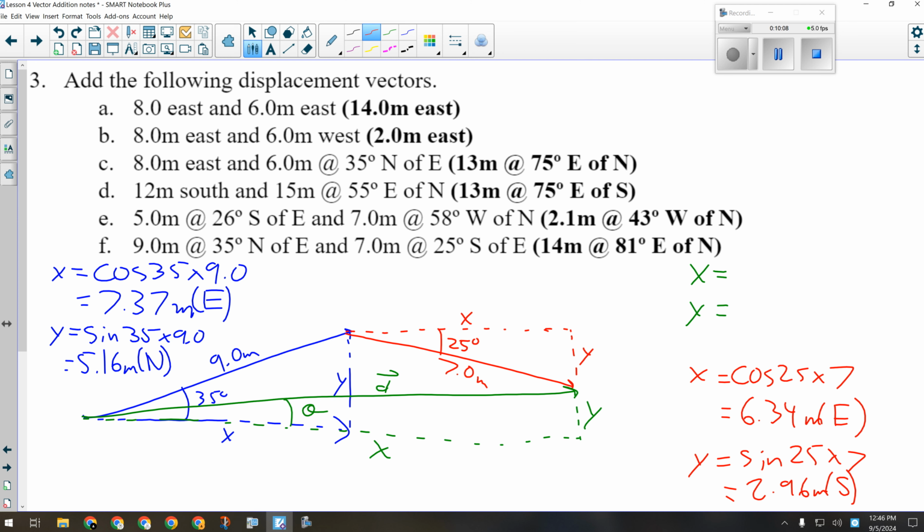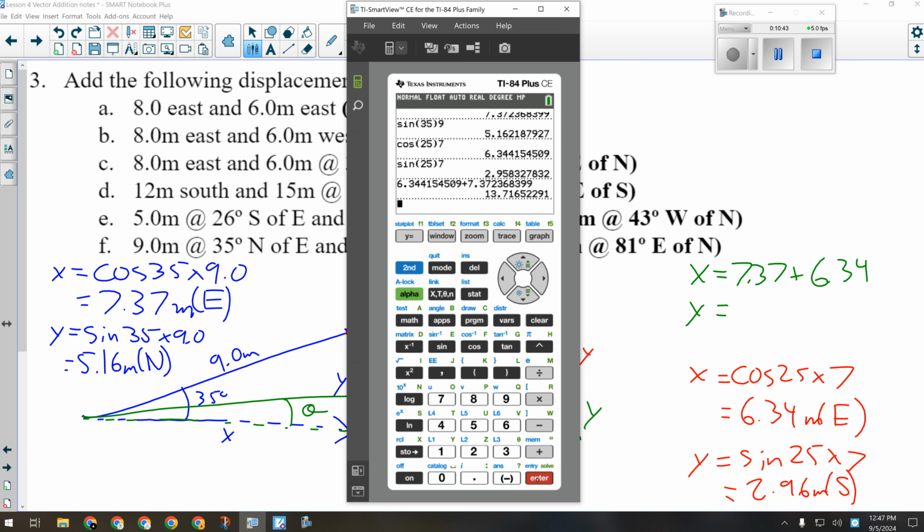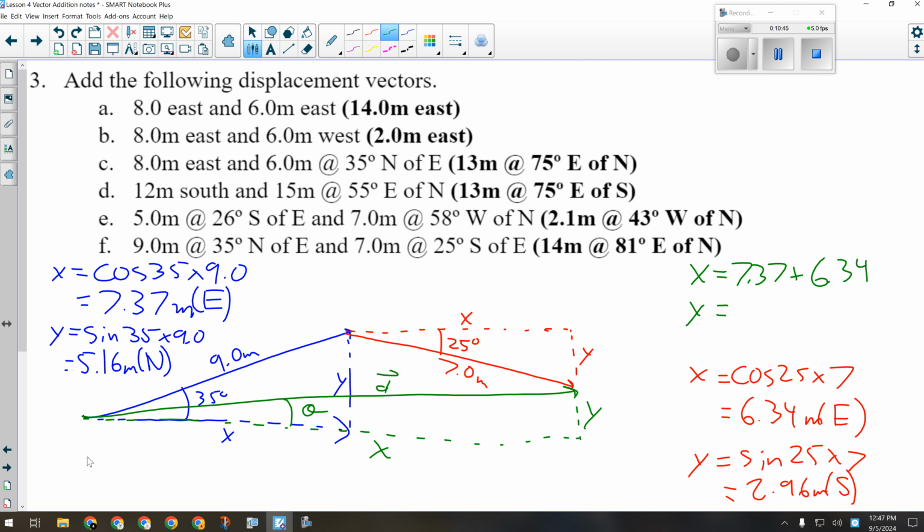What do I do with them? I combine them. So I look, in the first one x was east, and in the second one x was east, so I can just add them, they're both in the same direction. So green x is very simply going to be the sum of 7.37 meters east plus 6.34 meters east. We add the 6.34 to the 7.37, and we get that this thing traveled 13.72 meters east.